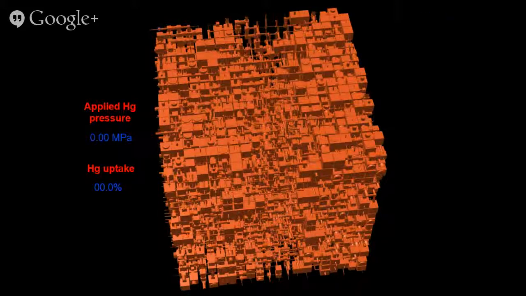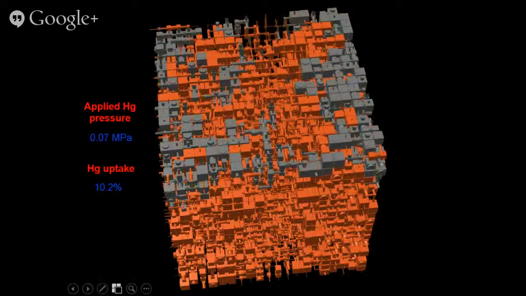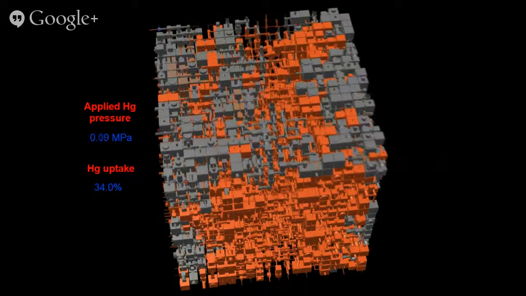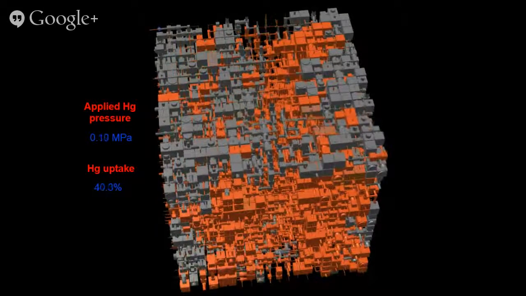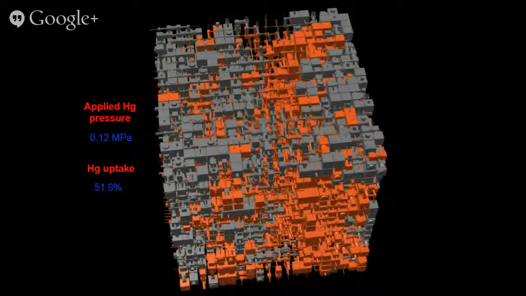Clicking on the slide we can see mercury going into it from the top. So there it goes, initially on the top surface. Clicking again we can see it gradually fill the structure. So we're now going to watch the pressure gradually go up, and as we do you can see mercury penetrates the structure. You can see it's very heterogeneous.